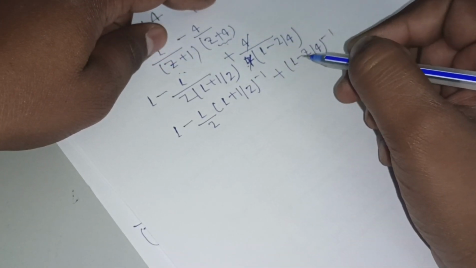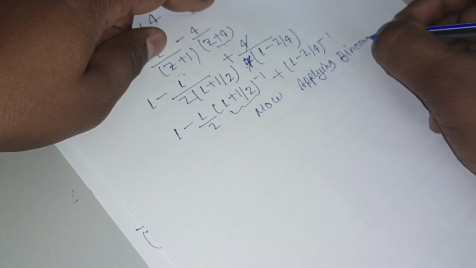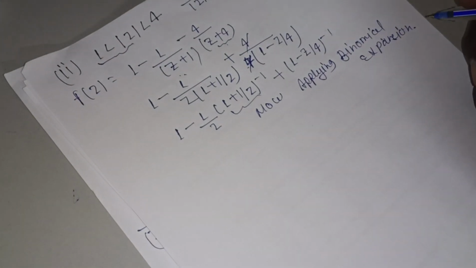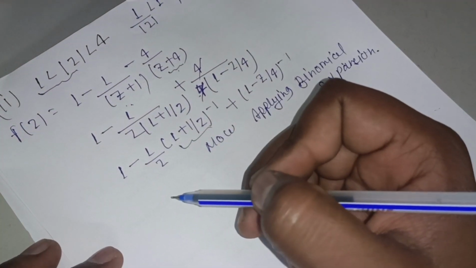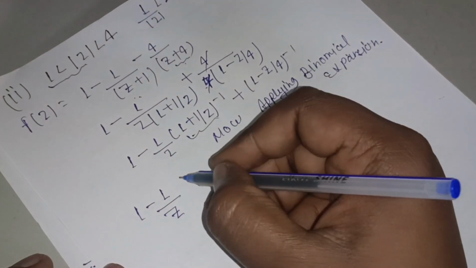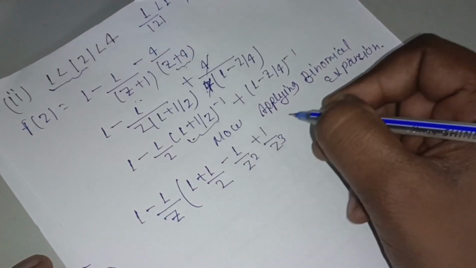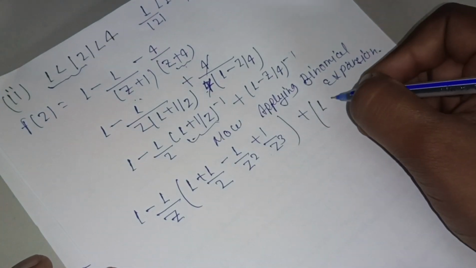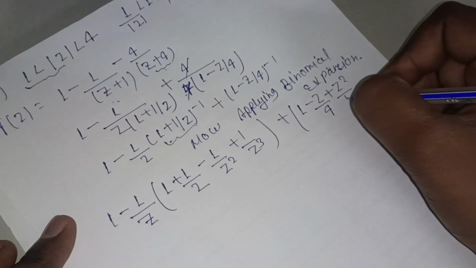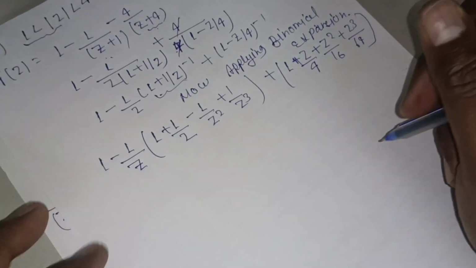Now simply applying binomial expansion. Camera is not able to focus, I don't know why. So applying binomial expansion, here it is plus, then 1 upon z times 1 minus 1 by z plus 1 upon z square minus 1 upon z cube and so on, minus 1 upon 4 times 1 plus z by 4 plus z square by 16. So here all will be positive, plus z cube by 64. Okay, so this is our expansion.